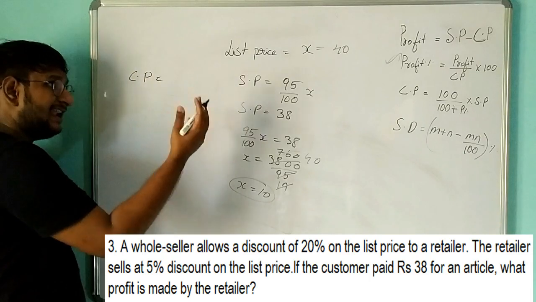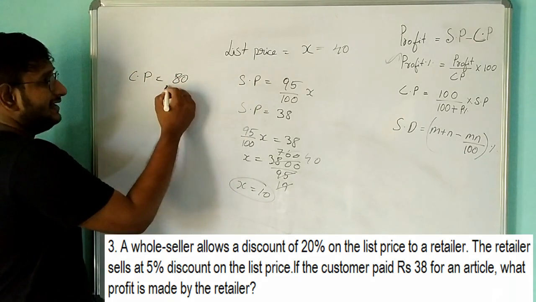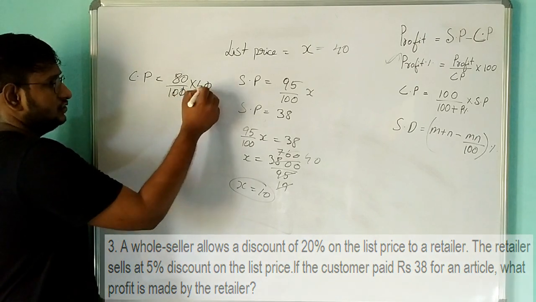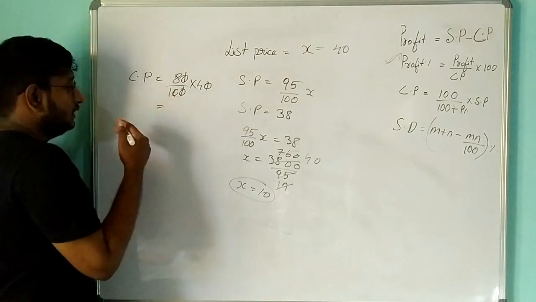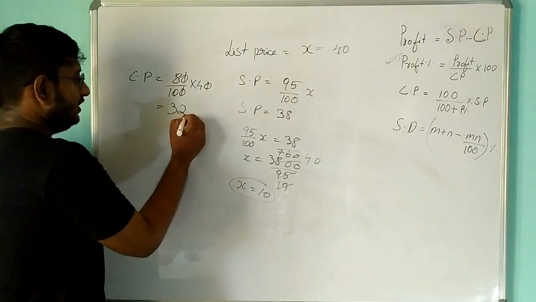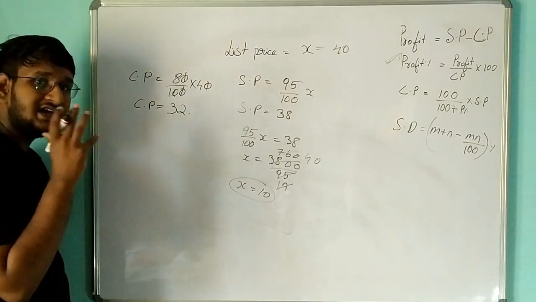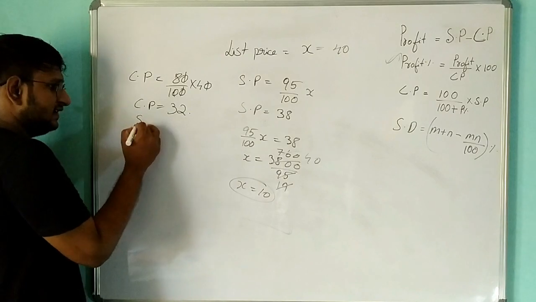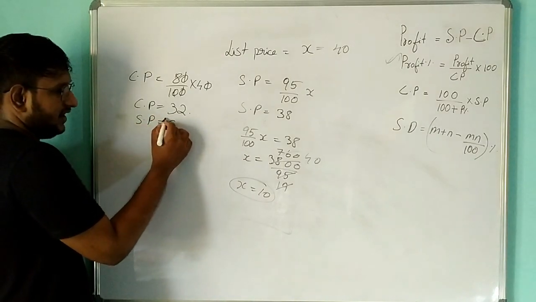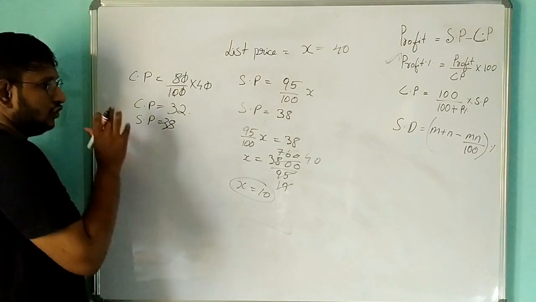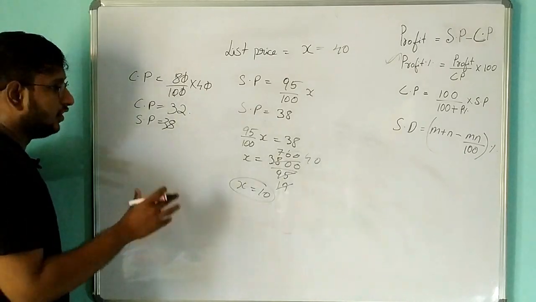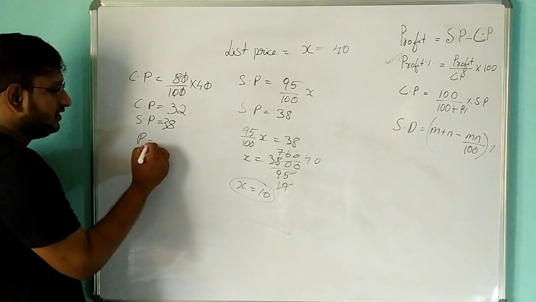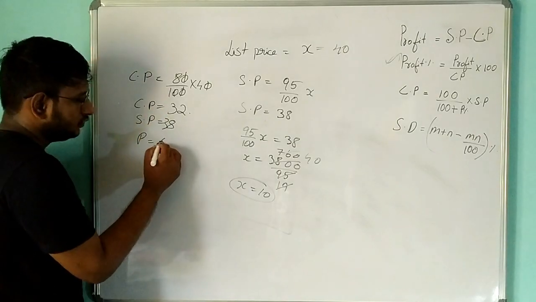Cost price is equal to 80% of 40. So 80 divided by 100 into 40. I can cancel these two zeros, so 4 8s are 32. So 32 will be the cost price for the retailer. The selling price is 38. So he bought the goods for 32 rupees and sold them for 38 rupees. Now what will be the profit? Profit will be 6 rupees.